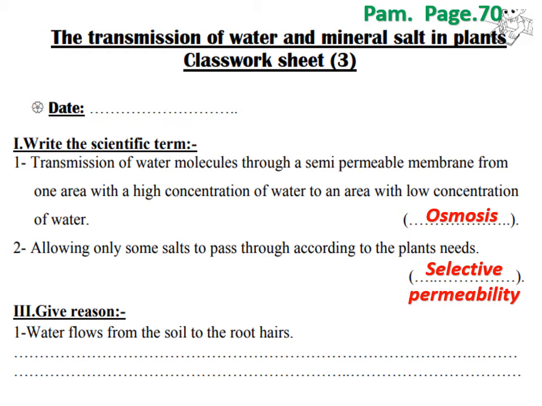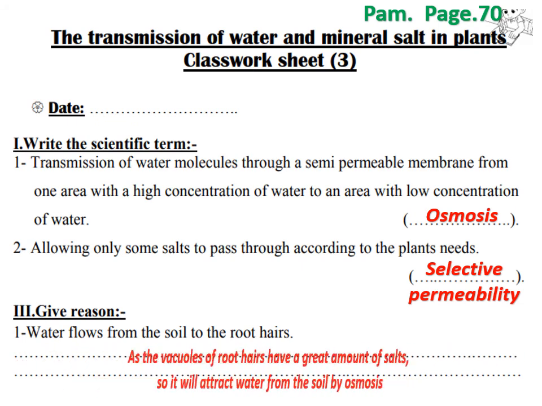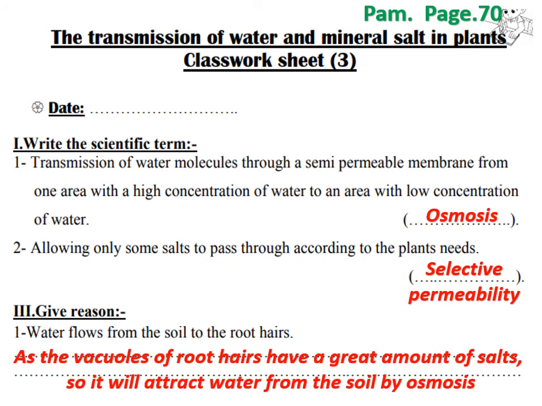Give reason. Water flows from the soil to the root hair. In other words, what makes the water flow or move from the soil to the root? As we have studied before, the main reason of that is that the vacuoles of root hairs have a great amount of salts, so the solution inside it is high concentration. So these salts will attract water from the soil by osmosis phenomenon.